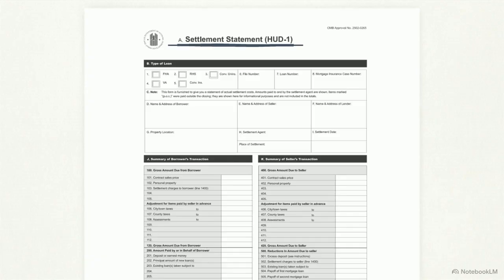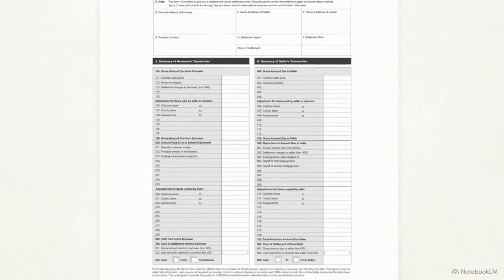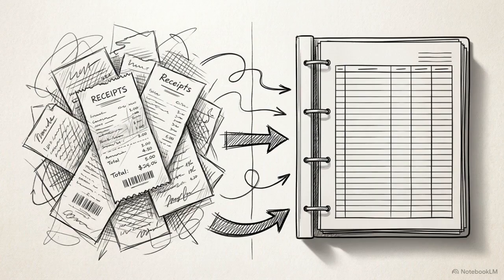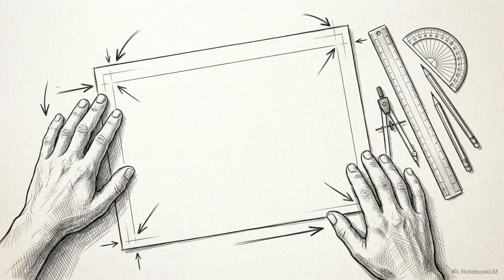This is the HUD-1 settlement statement. To make sense of the math, we will sort all those complex calculations into two distinct columns on this form. Section J on the left represents the buyer, and Section K on the right represents the seller. Mastering the layout of this document takes a chaotic pile of transaction data and organizes it into a balanced, legally verified financial agreement.